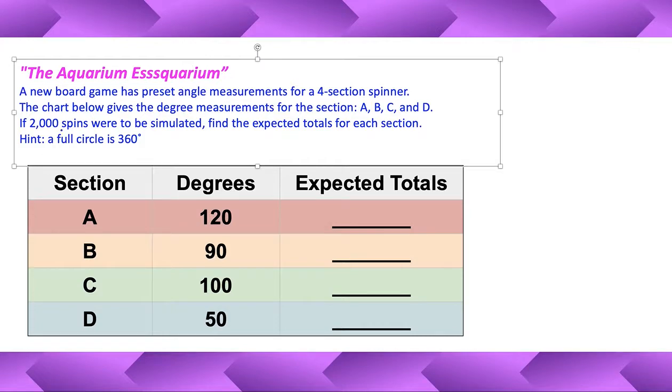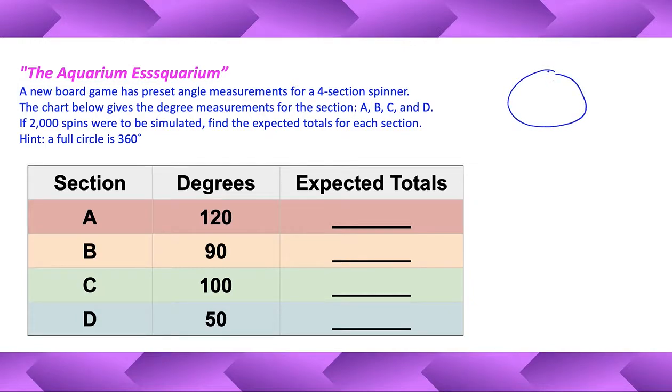What do we got going on here? It says, a new board game has preset angle measurements for a 4-section spinner. Okay, so like one of these, right? You ever seen a board game with a spinner? And then it points, and we have sections A, B, C, and D, it looks like. Yep. The chart below gives the degree measurements for the sections. Oh, for the sections A, B, C, and D.